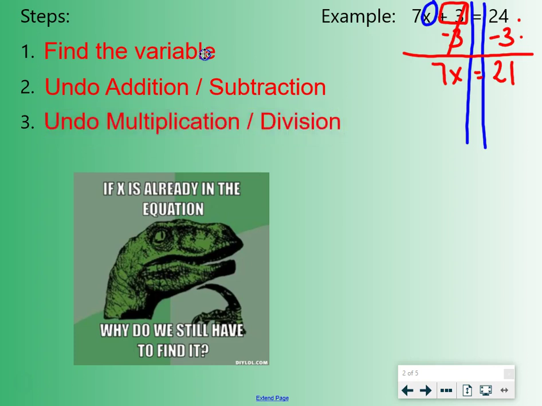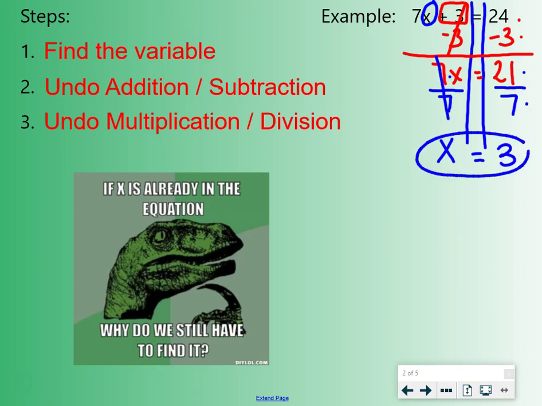Last step then is to undo multiplication and division. Right now in our problem we have multiplication. We're doing 7 times x. We want to undo that with dividing by 7 on both sides. The 7's cross each other off. We get x equals 21 divided by 7 is 3. So that's our final answer.